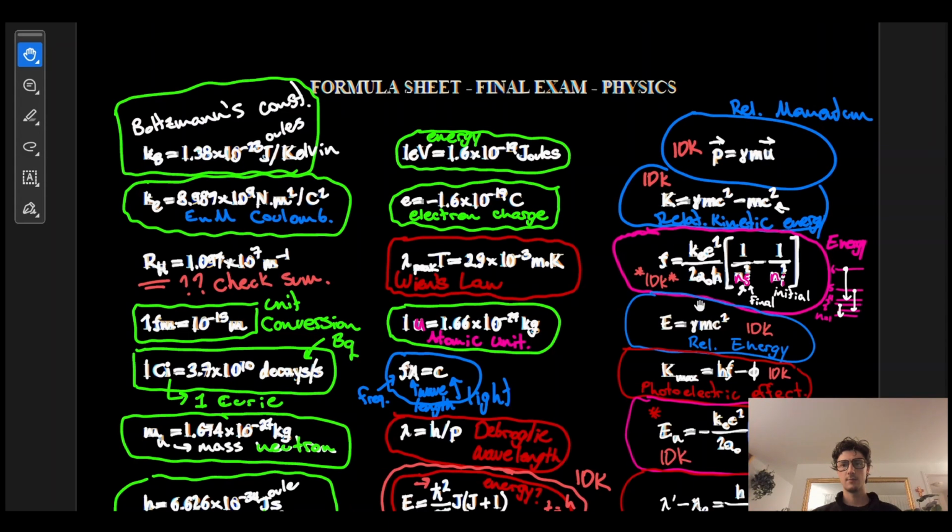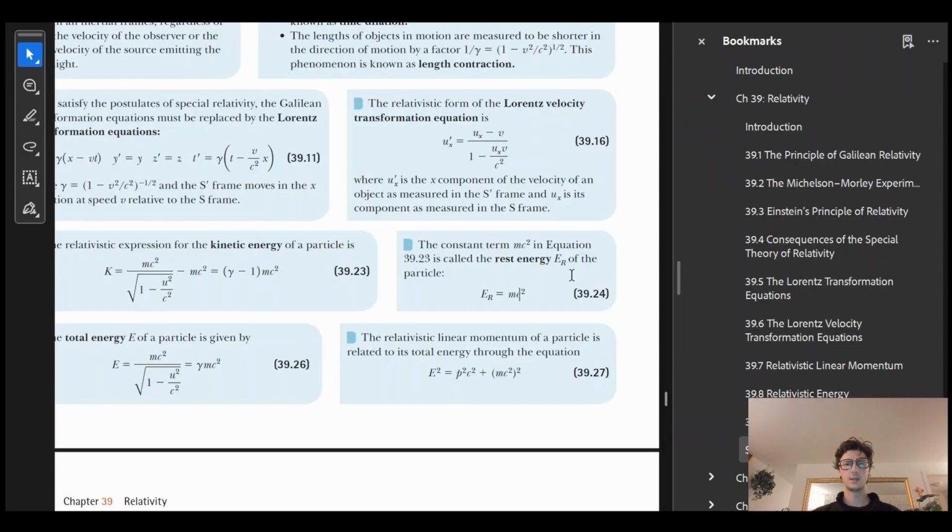E equals gamma mc squared. Sorry, this is not the rest energy. This is the one with the gamma in front of it. So you have to know that this is the total relativistic energy here, and then this little term mc squared is just the rest energy. And you can see that in the problem here.